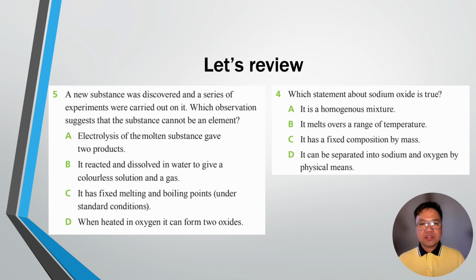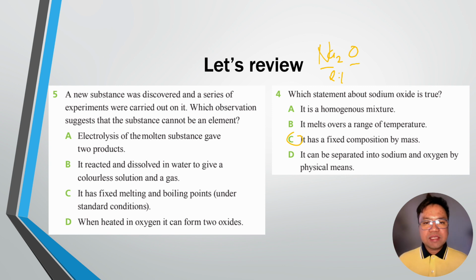The correct statement about sodium oxide is letter C. Sodium oxide, or Na2O, is a chemical compound, not a mixture. Compounds have fixed composition by mass, meaning that they are made up of their constituent elements in specific ratios. In the case of sodium oxide, it always consists of two sodium atoms for every one oxygen atom, and this ratio does not change. Let's break down why the other statements are false.